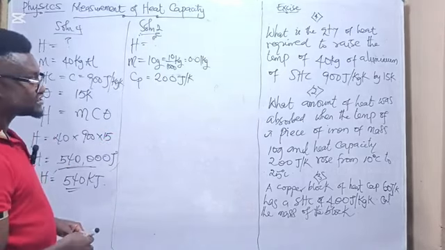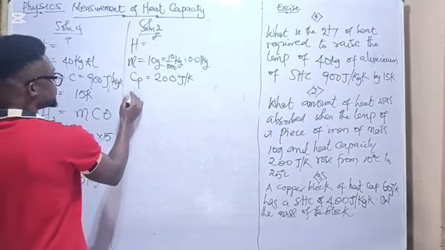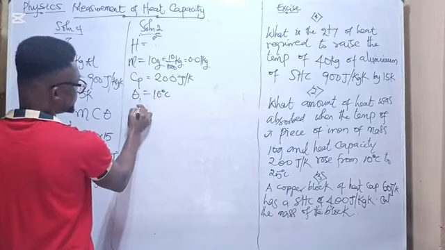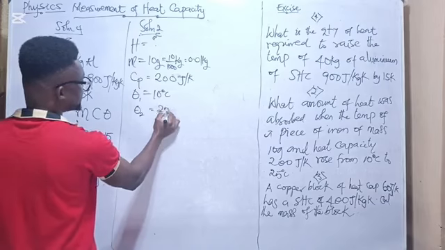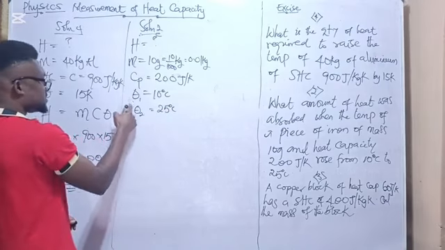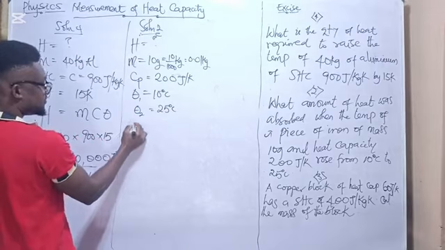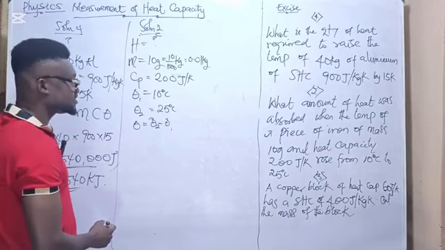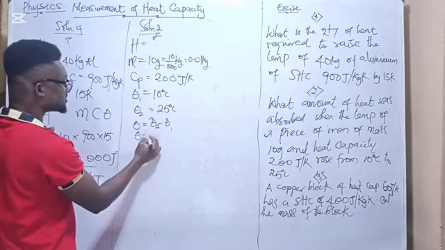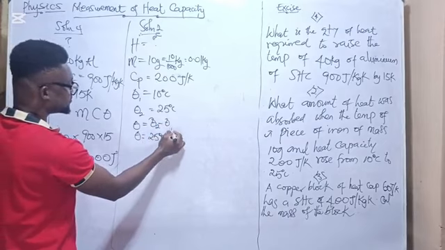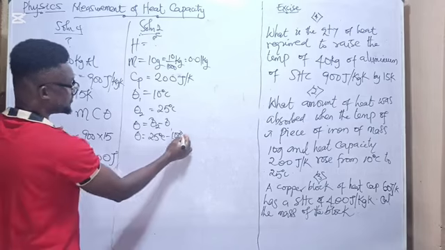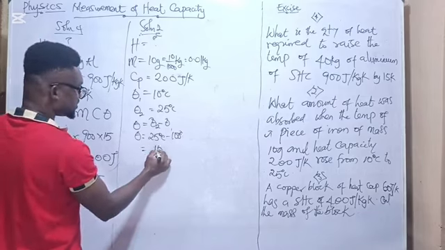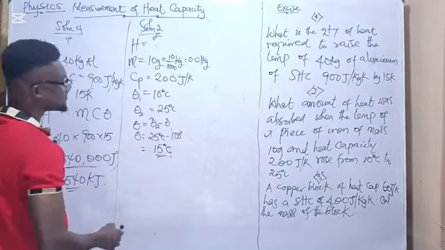It rose from 10 degrees Celsius to 25 degrees Celsius. So the initial temperature is 10 degrees Celsius, while the final temperature is 25 degrees Celsius, which means the temperature difference will now be theta 2 minus theta 1. So you solve it, you get the temperature difference as 25 degrees Celsius minus 10 degrees Celsius, which will finally give you, take the difference, 15 degrees Celsius, okay?